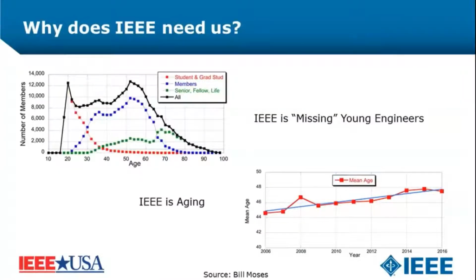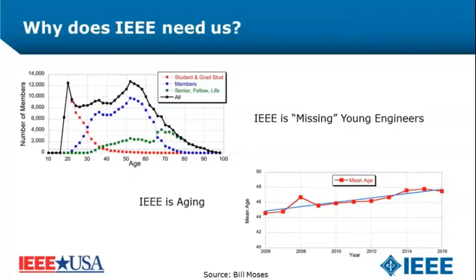So why does IEEE need us? This is a graph showing the number of members on the y-axis and the age on the x-axis. The black graph is all members, or the total number of members, and the blue graph is just the members alone, not senior members or student members. There is a big gap between the black line and the blue line for ages 20 to 30, and then it catches up once the age group reaches 35, 40 plus, right? So we are missing a lot of young engineers in IEEE.